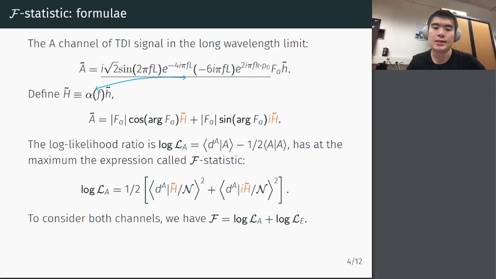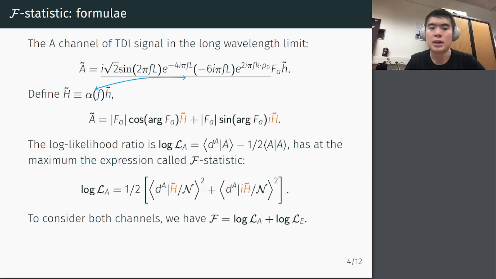Now, let's look at the key tool called F-statistic. Taking an example of the A-channel TDI signal, it consists of some rescaling, transfer function, and the strain. We single out the antenna pattern function, Fa, which is constant in frequency due to our approximations, putting everything else into a function of frequency. In the end, A is the real part of Fa times h plus imaginary part of Fa times ih.